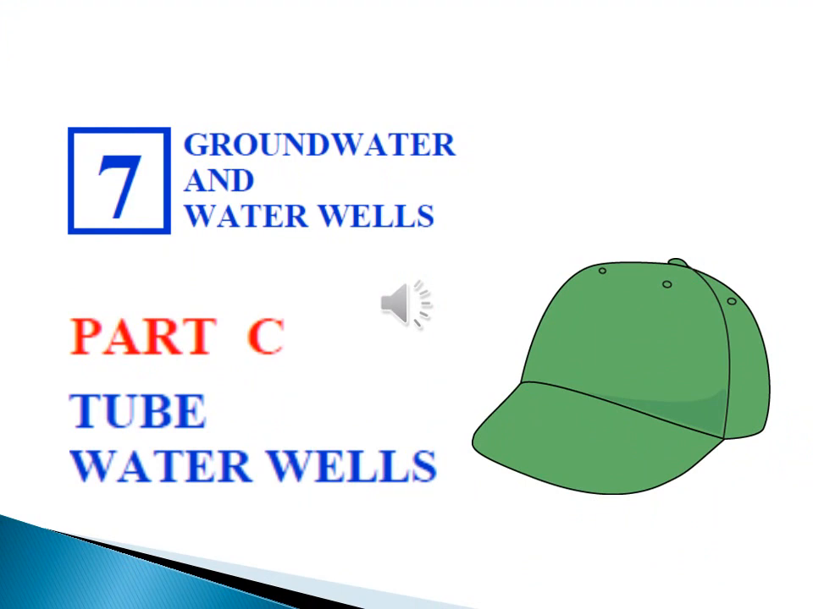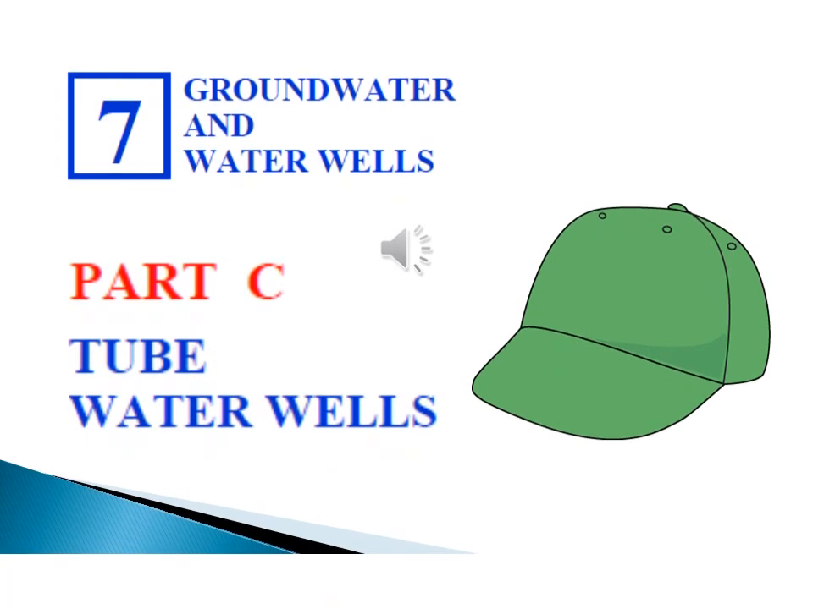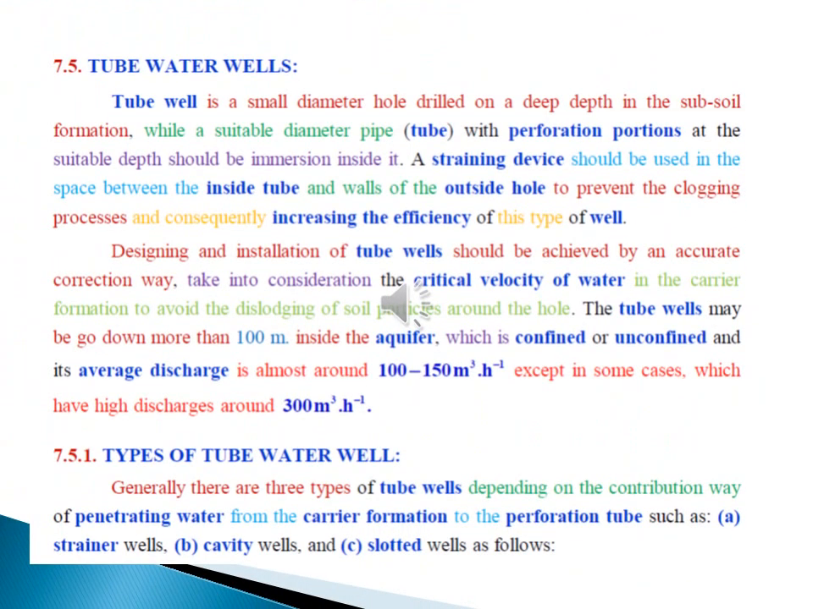Part C. Tube water wall. A tube well is a small diameter hole drilled to a deep depth in the subsoil formation, while a suitable diameter tube with a perforated portion at a suitable depth should be immersed inside. A straining device should be used in the space between the inside tube and the walls of the outside hole to prevent the clogging process and consequently increase the efficiency of the well.